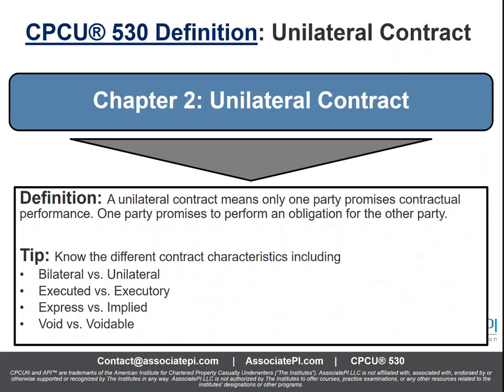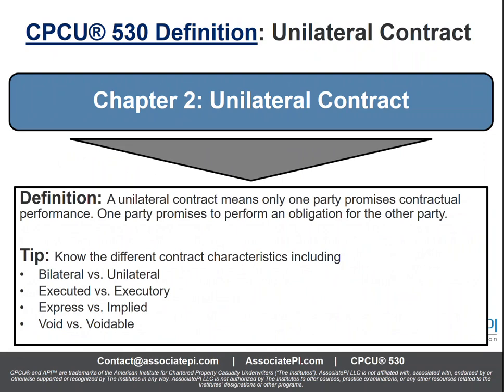All right, moving on to the next important definition. This is from Chapter 2, a unilateral contract. So this one's short. I'll read this one. A unilateral contract means that one party promises contractual performance. One party promises to perform an obligation for the other party. So that's important. You're definitely going to see some unilateral contract-based case questions, where it'll give you an example of a unilateral contract in real life, and you have to understand that it is a unilateral contract.